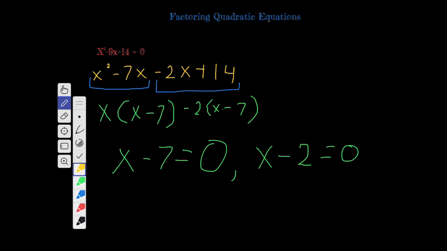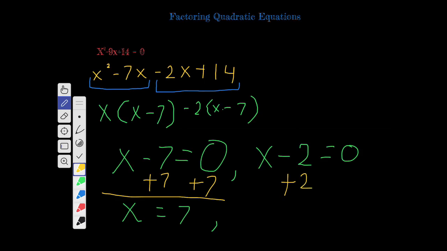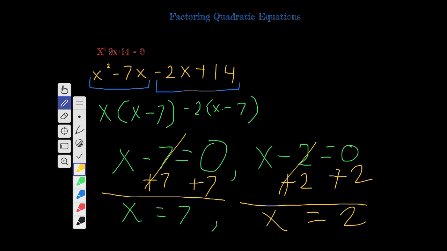To solve for x, we can just add 7 to both sides, and then we get x equals 7. Then we do the same thing here. We add 2 here, and obviously add 2 there. This gets canceled, and 0 plus 2 is 2. Then x equals 2. This also gets canceled, as you know. So x equals 7 and x equals 2. We officially solved for x.